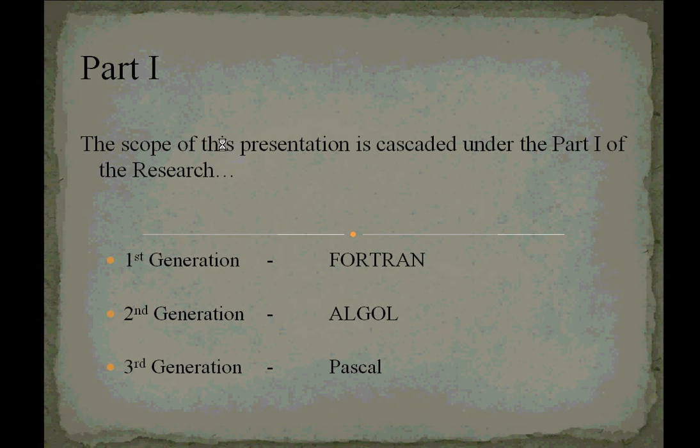This research work is presented in two sections, part 1 and part 2. In the first part, our scope is to look into the languages of the first, second, and third generations and give a detailed introduction as well as the progress on security that we have researched. The fourth and fifth generations, as well as the comparison and the evolution of language from generation to generation, will be included in part 2 of the presentation.